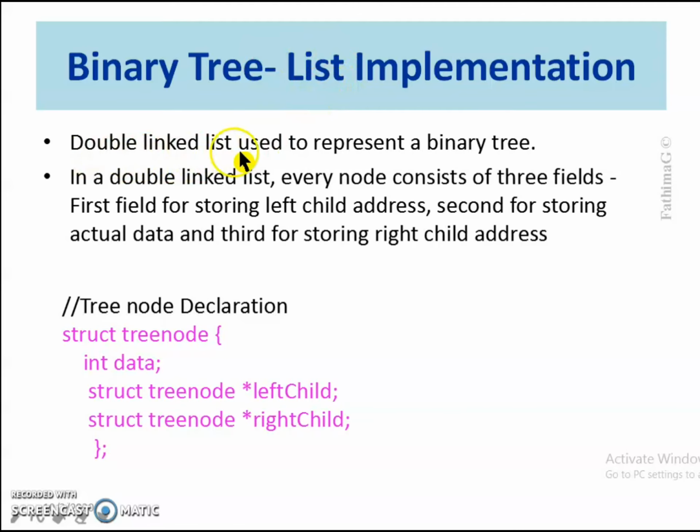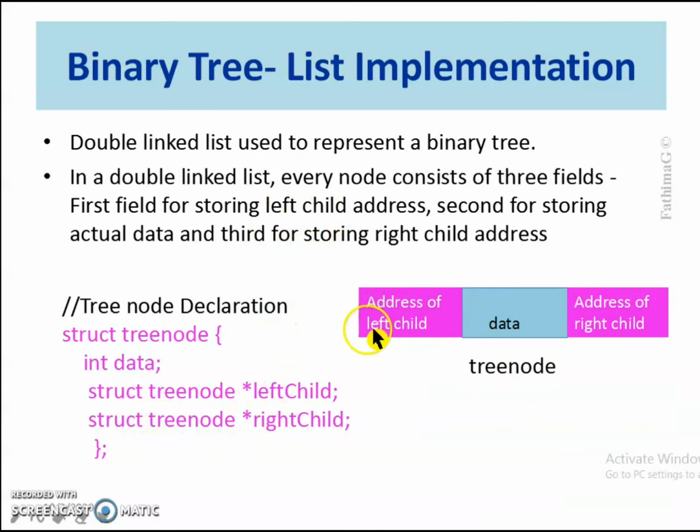Double linked list is used to represent a binary tree. In double linked list, every node consists of three fields. The first field is for storing the left child address, the second for storing the actual data, and the third for storing the right child address. The structure of tree node is declared as struct tree node, data of type int, left child pointer of type struct tree node, and right child pointer of type struct tree node. This is how the tree node looks like.